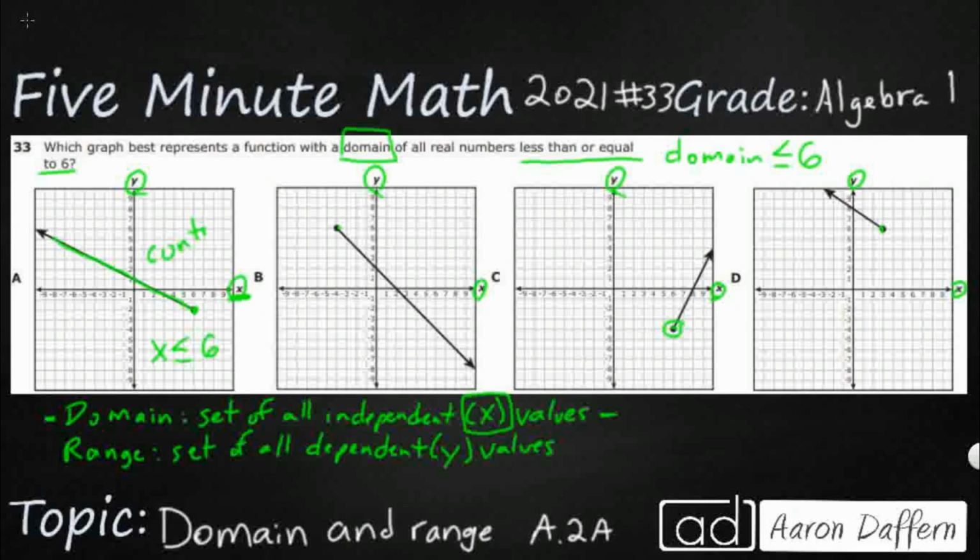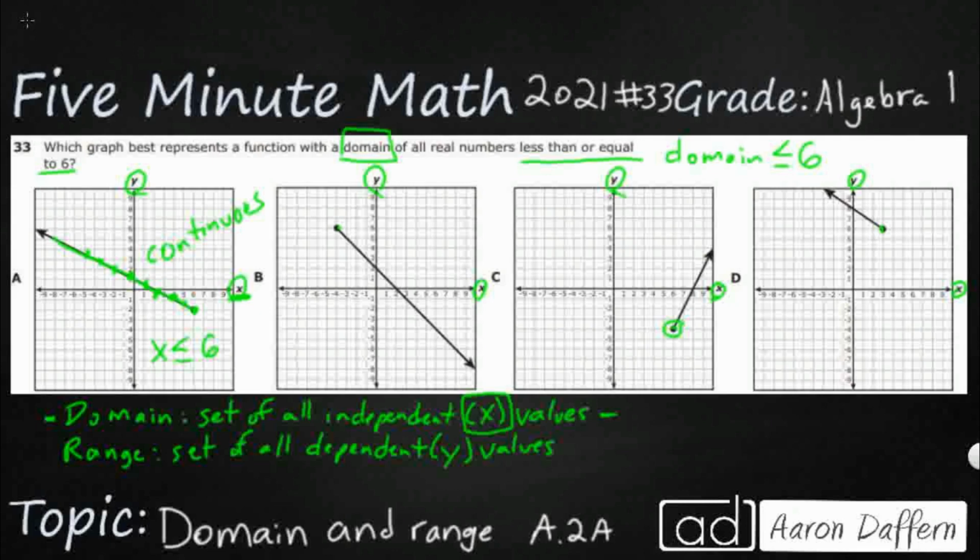Sometimes we'll get little dots, and it'll just kind of be like some dots. And those are discrete. That means they're just like counting numbers. This is continuous. So that looks like that's exactly what we're looking for. It looks like it's a domain less than or equal to 6. Let's make sure that we got this one correct.